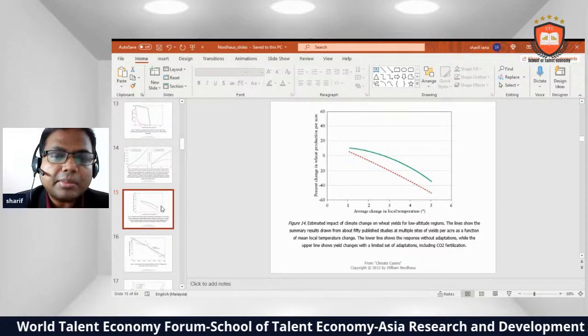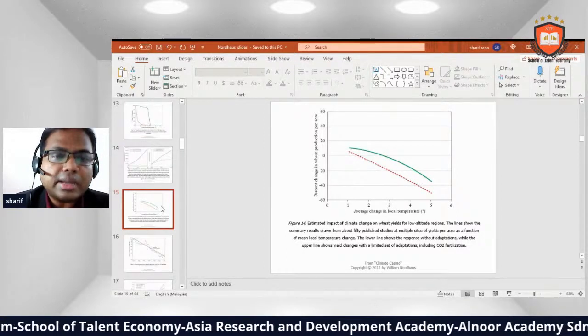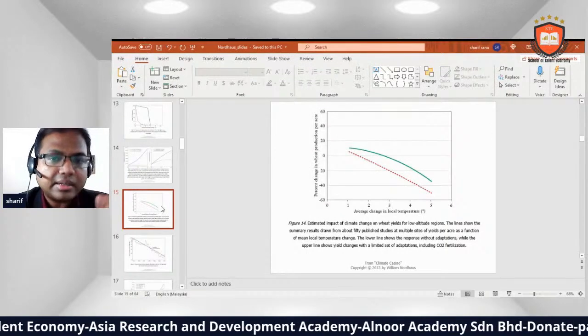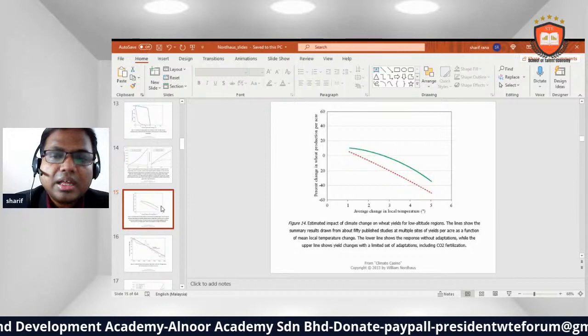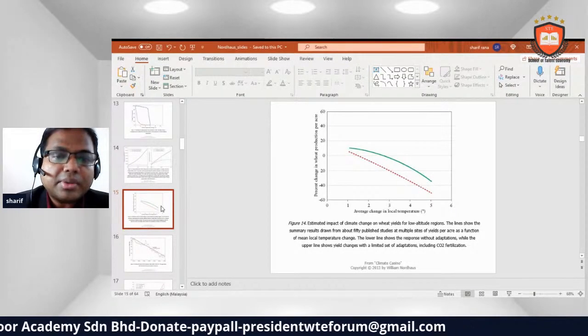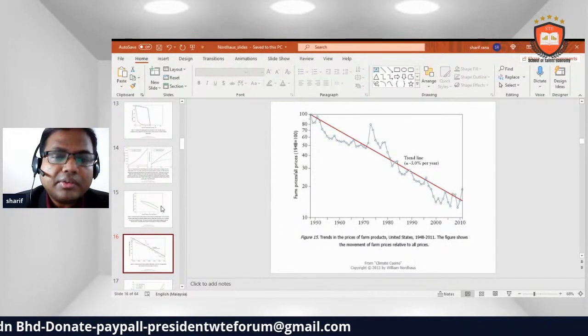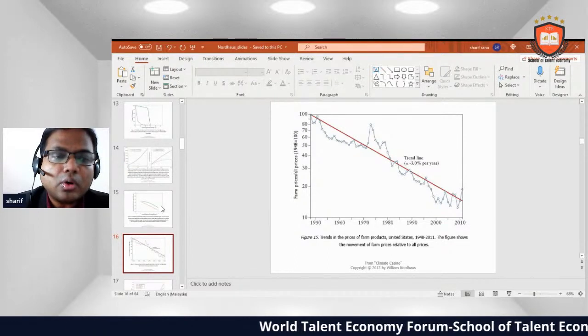Estimated impact of climate change on wheat yield for low-altitude regions. The line shows the summary results drawn from about 50 published studies at multiple sites, with the yield per acre as a function of the mean local temperature change. Trend in the price of farm products, United States, 1984 to 2011. The figure shows the movement of the farm price relative to all prices.